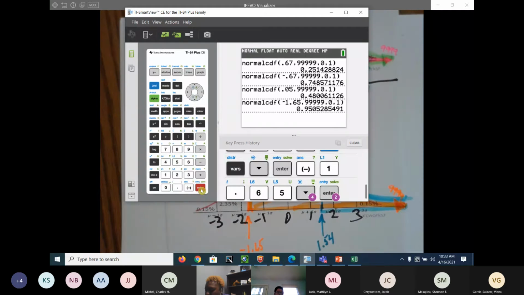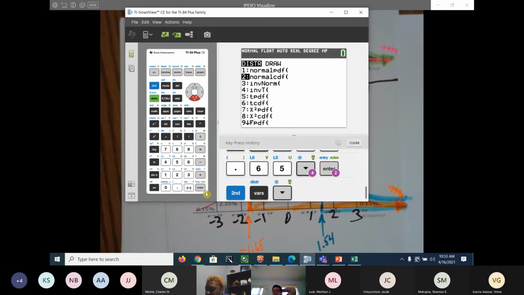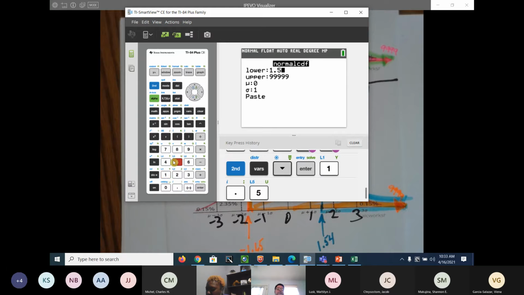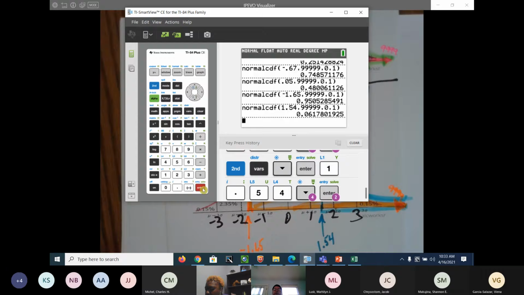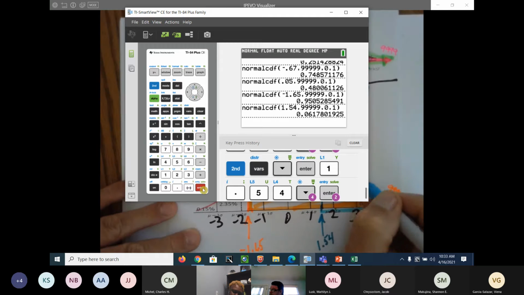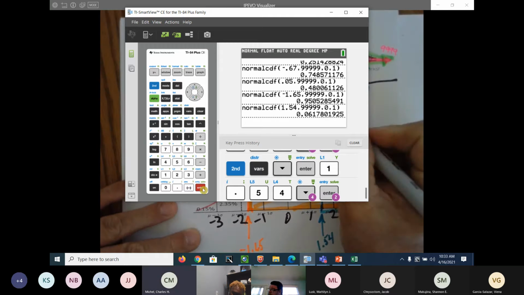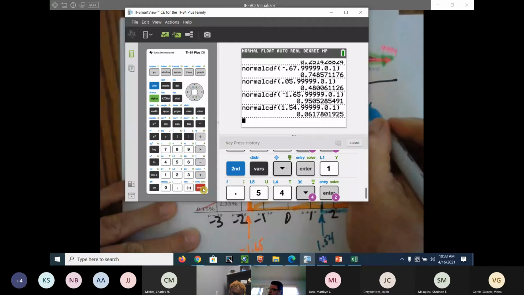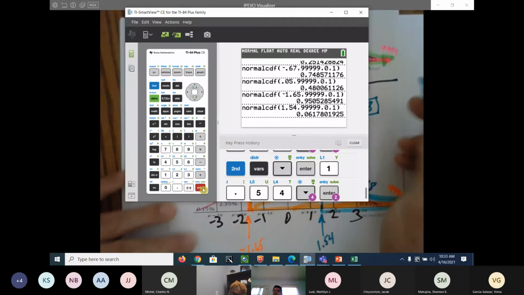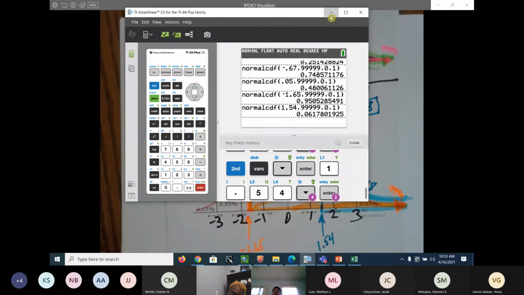Okay, and we do the blue. The blue is second vars, normal CDF, 1.54 to infinity. And I got 0.0618. Yeah, that's what I got. And there is your 4 answers. Now that is 4 test questions.